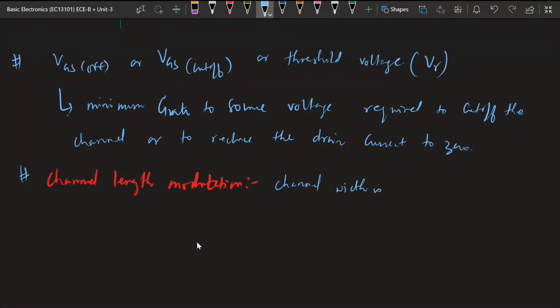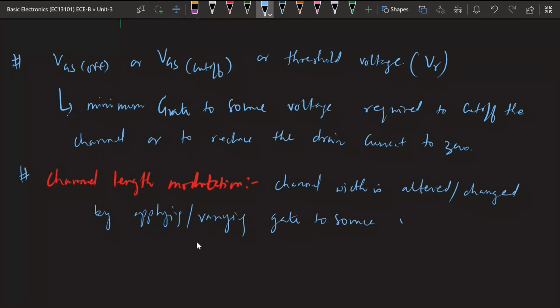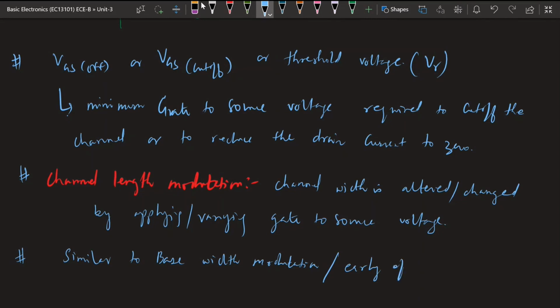Here channel length modulation is basically the process where the channel width is altered or changed by varying the gate to source voltage. So by varying the gate to source voltage, if we change the channel width, that is called channel length modulation. It is similar to base width modulation, or the early effect in BJTs.